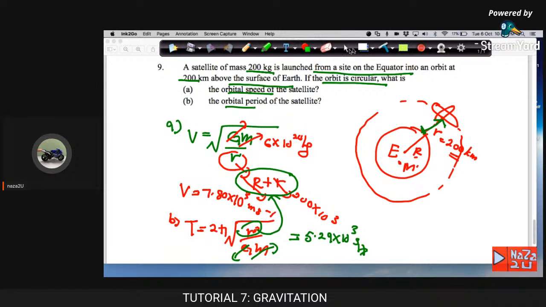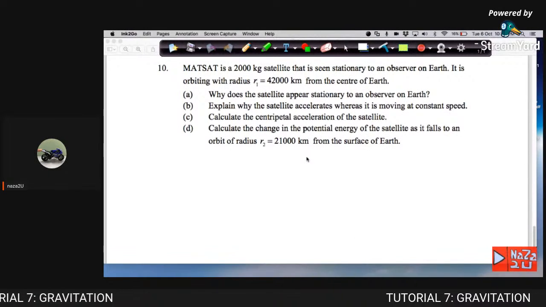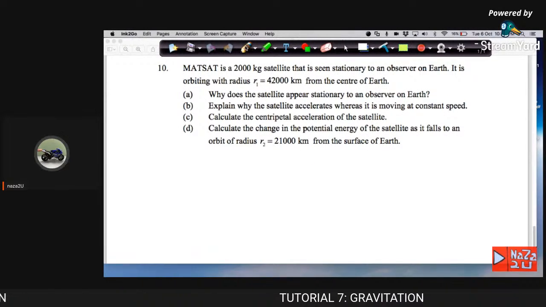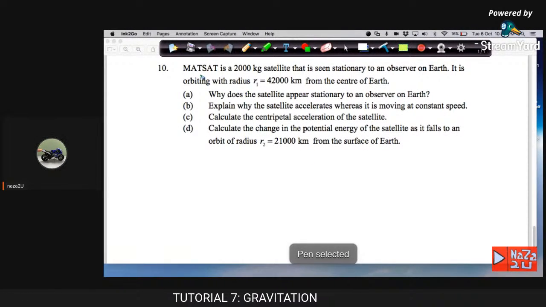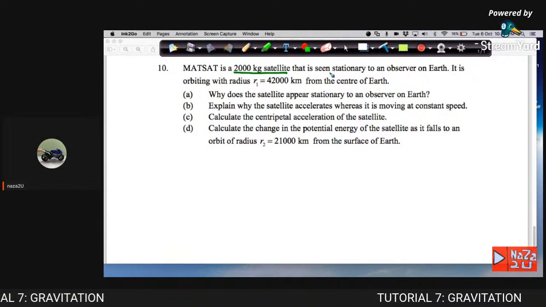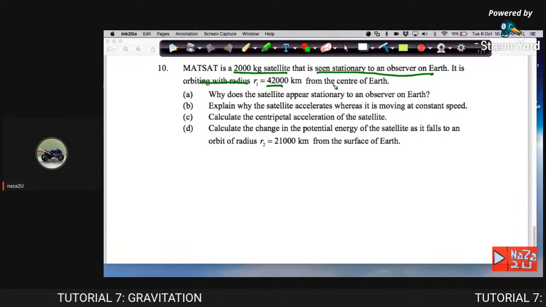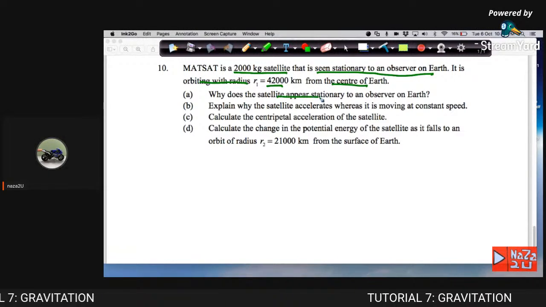Okay, class, we go to the last question, question number 10. Here we have MATSAT. It's a 2 kilogram satellite. Since it is stationary to an observer on the Earth, its orbiting radius is 4,000 from the center of the Earth. Why does the satellite appear stationary?